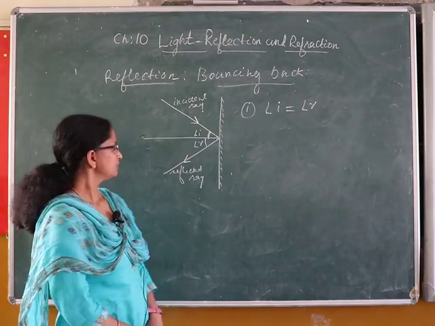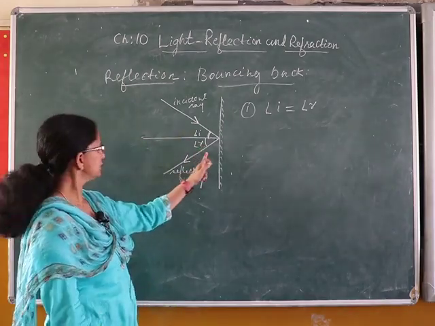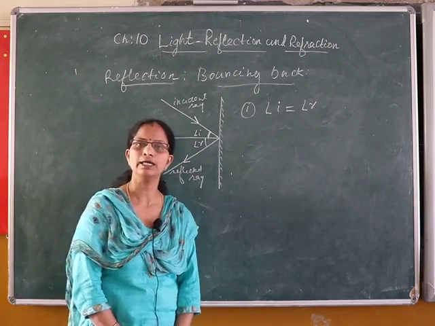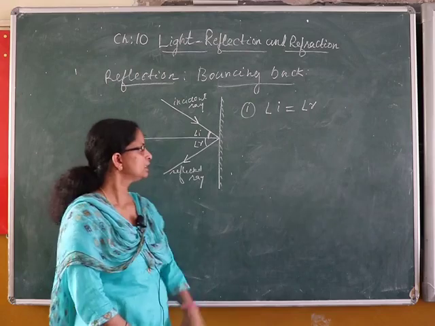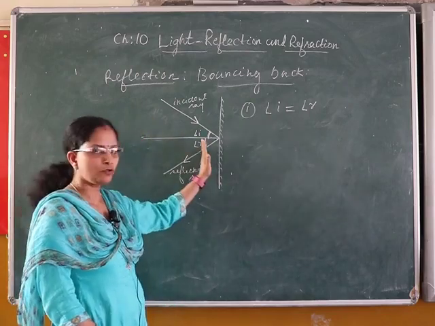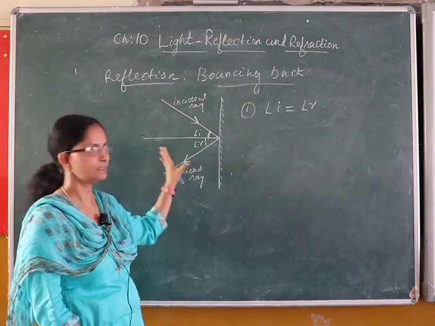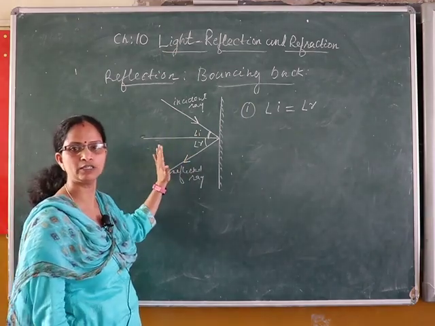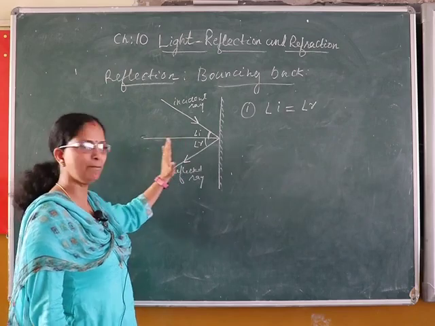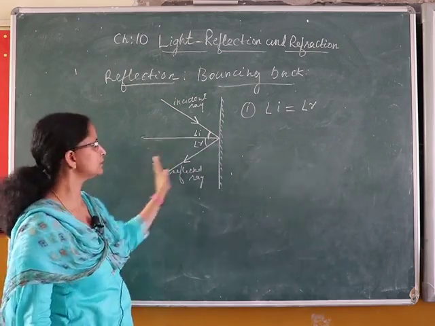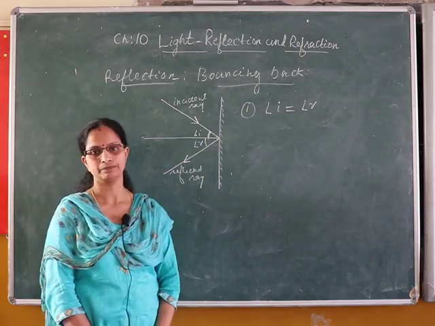The second law states that the incident ray, the reflected ray and the normal all lie in the same plane. That means when light strikes the surface and gets reflected back, and when we draw the normal, everything will be lying on the same plane. Light cannot bend and travel to another plane.